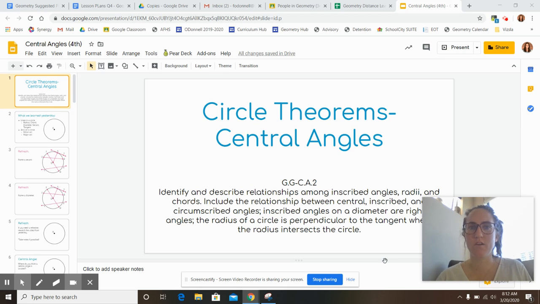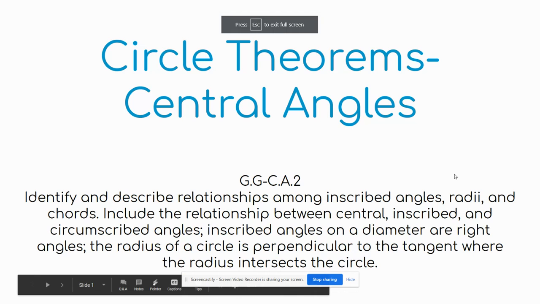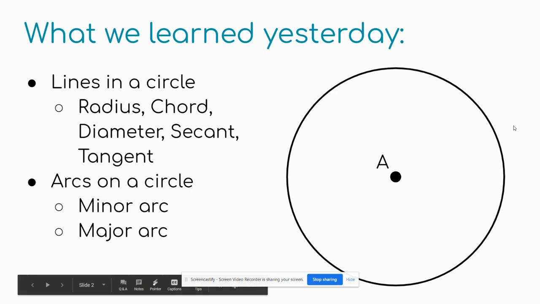Hopefully yesterday the lesson on circles went well. Today we're going to move forward a little bit. We're going to start talking about angles. So, yesterday we learned lines in a circle.